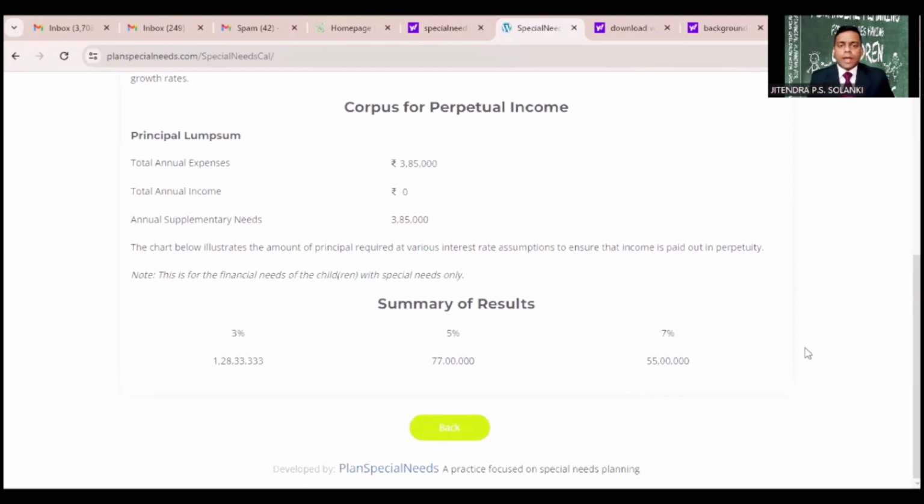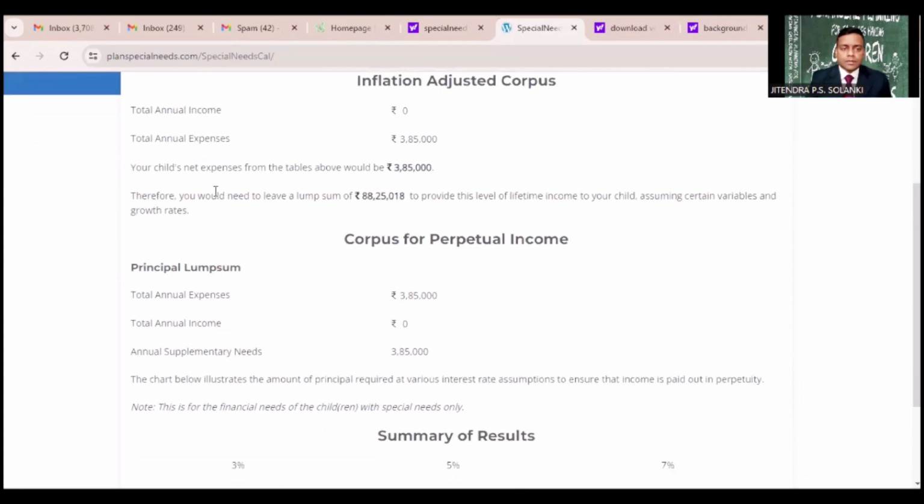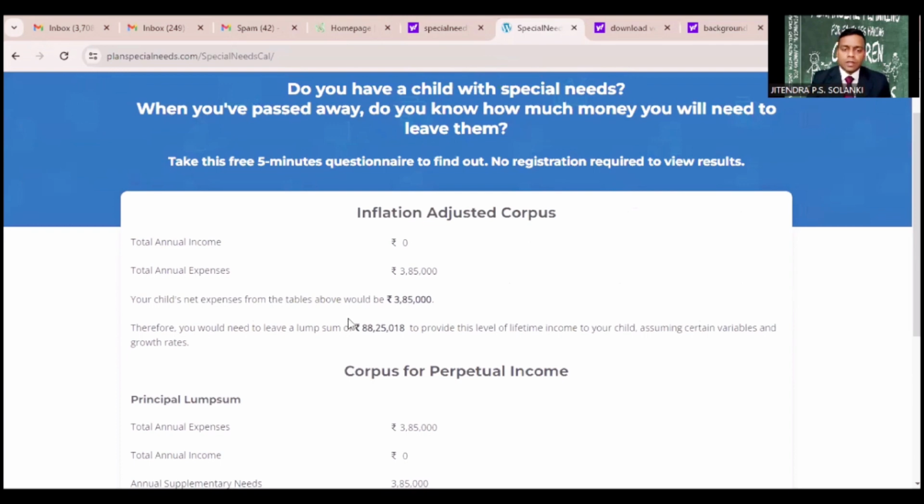So the total annual expense which has to be provided for is 3,85,000. That means we are starting with 3,85,000 today. Expenses are going to increase by 6% every year, and it will be there for the next 55 years. Now, I already have a provision of 30 lakhs. So the calculator gives me a lump sum of 88 lakhs today.